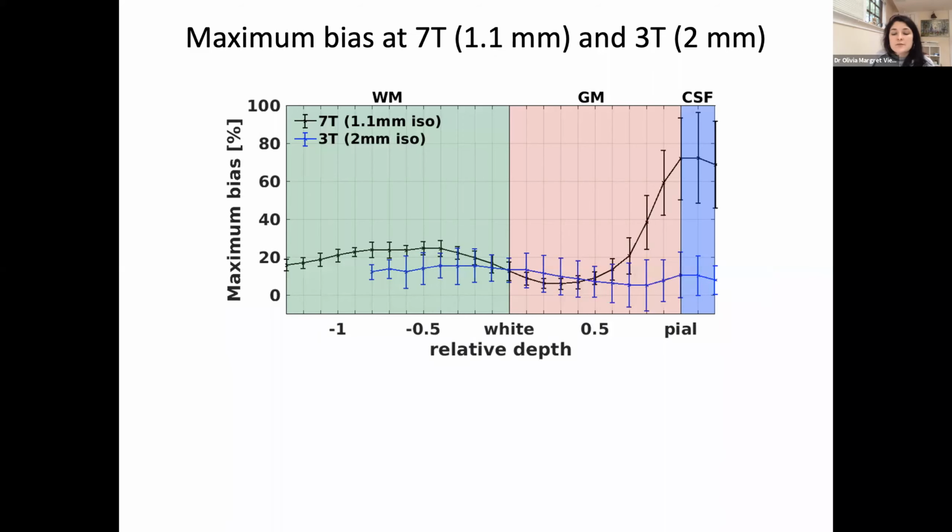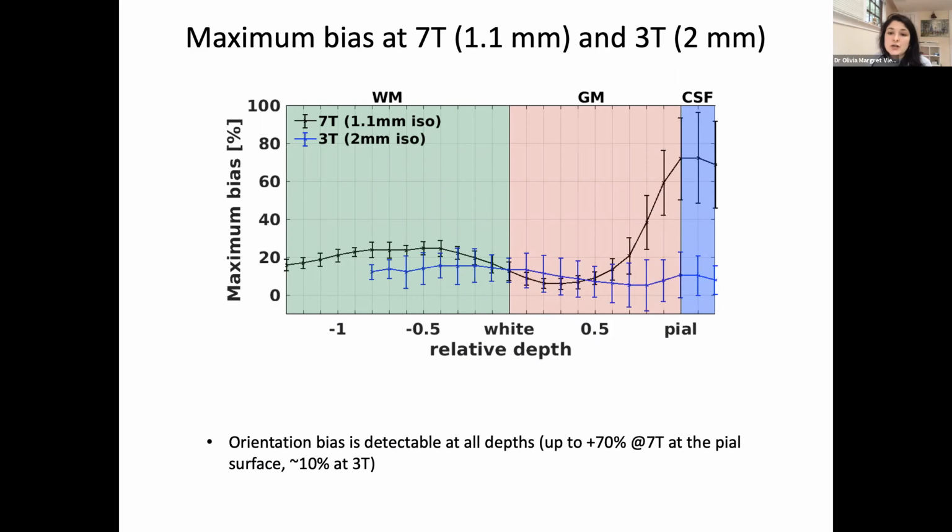So I won't show the 3T results in detail, but we were also able to detect the orientation bias in the 2 millimeter 3T resting state data to a lower degree though. So at 3T, the maximum bias was about 10%. By maximum bias, I really mean the difference between a voxel that is sampling a piece of cortex that is perpendicular to B0 and a piece of cortex that has the surface parallel to B0.